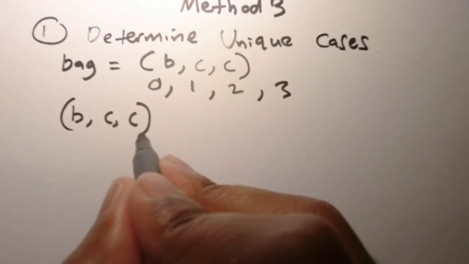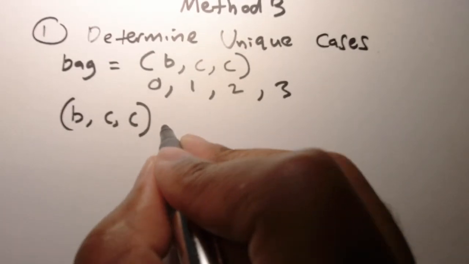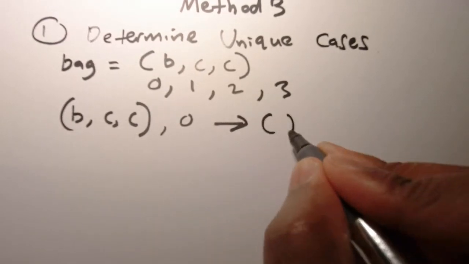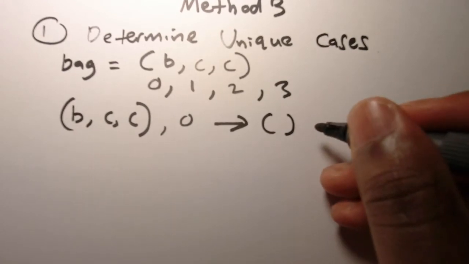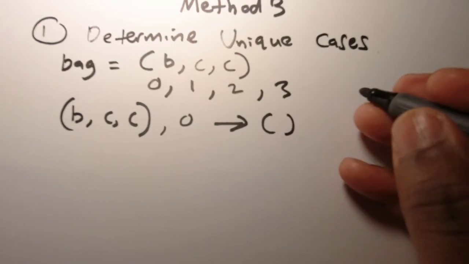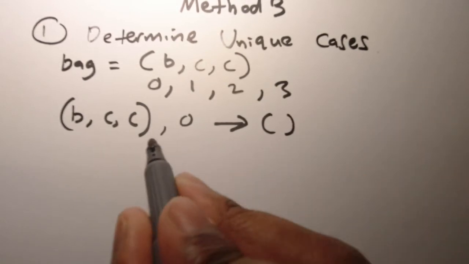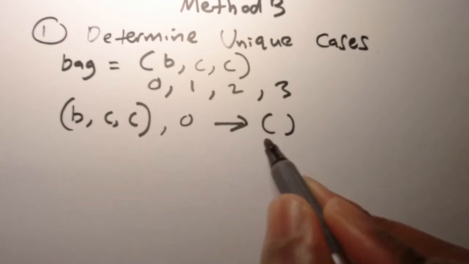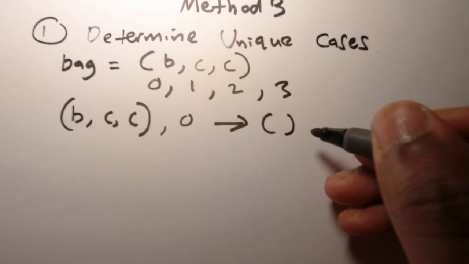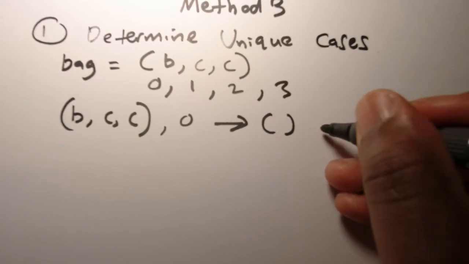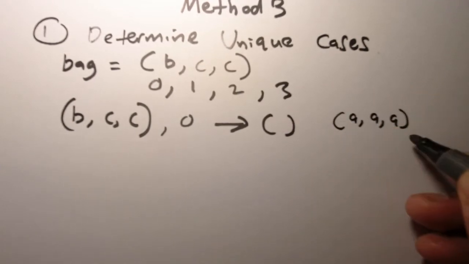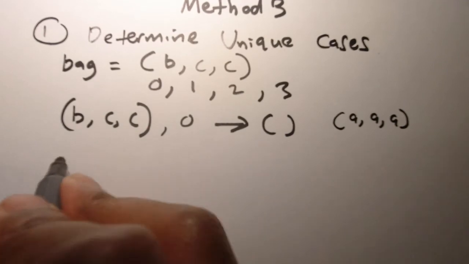So if this is our bag, and then we pull out no items, we would end up with this. It would be an empty set. Now, one of the beautiful things about this is that this is equivalent to case 1 from method 2, because if you have no B's and no C's, then by the way that this problem is defined, we have to then fill in the rest of those characters with A. So that is equivalent to having the all A situation, right?